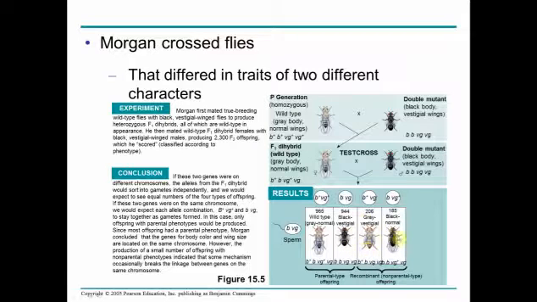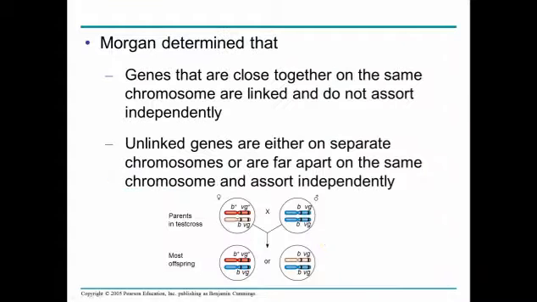He saw very small numbers of these two, and he called these two recombinants. These two offspring, or phenotypes, are the result of crossing over, which occurs far less often than not crossing over, which is how these two occurred, the non-crossovers. So genes that are close together on the same chromosome are linked, and they do not assort independently.